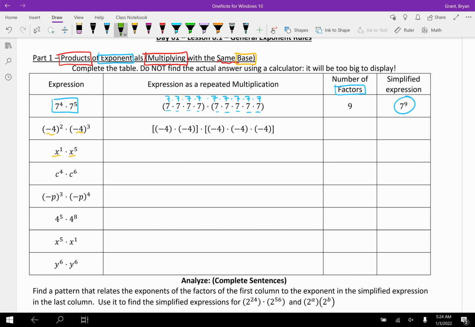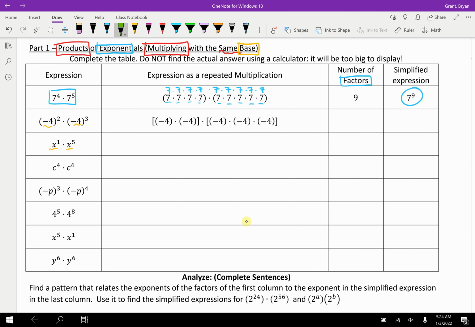So negative 4 squared times negative 4 cubed. A couple things to note. First, when you write it out, there are going to be 5 factors, right? 1, 2, 3, 4, 5 of them. And second, when we write our final answer, it's actually going to be maybe not incorrect in this case, but incorrect many times if you just write negative 4 to the 5th power.